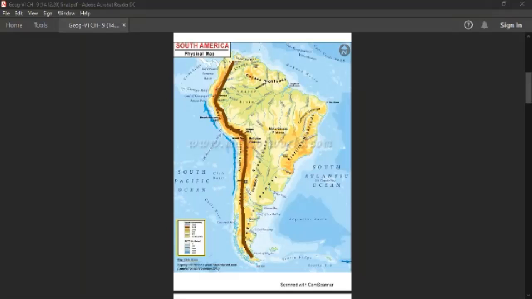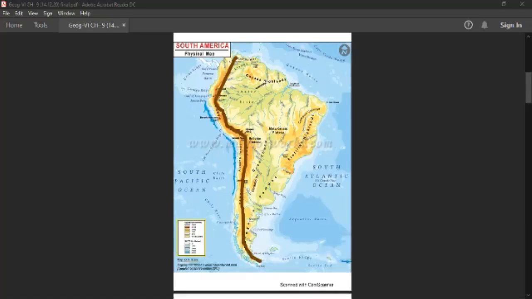Now children, we will discuss some of the features of Andes. First feature is Andes extends for about 7,242 kilometers along the west coast from the Caribbean coast in the north to the Cape Horn in the south. Second, it comprises 3 parallel ranges.